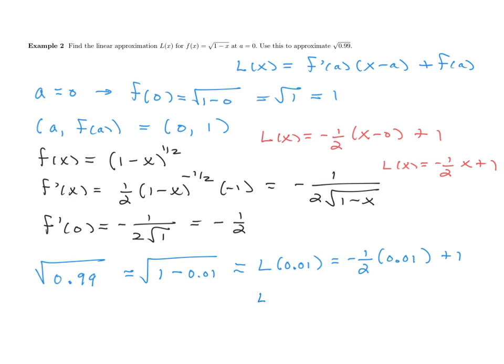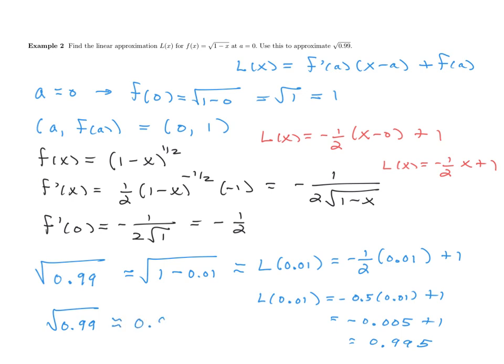All right, let's simplify this. That's equal to, well, it's really negative 0.5 times 0.01 plus 1. Okay, that's negative 0.005 plus 1, which is 0.995. If we put this all together, the square root of 0.99 is approximately equal to 0.995. So this is the final answer.